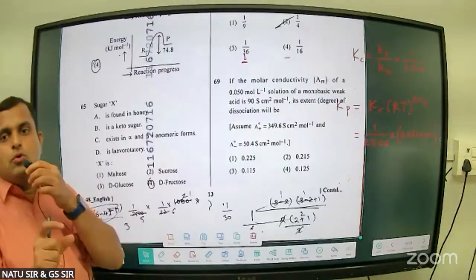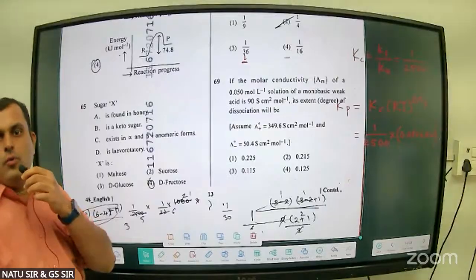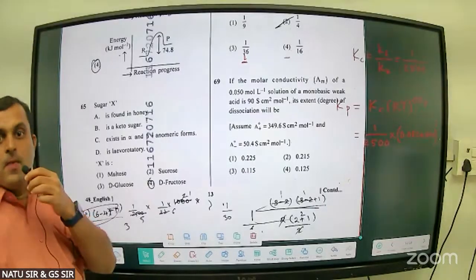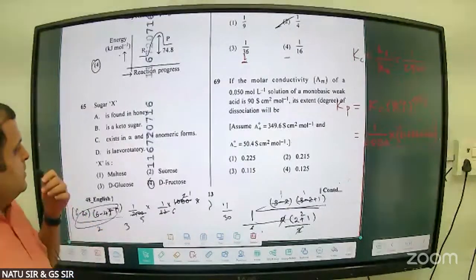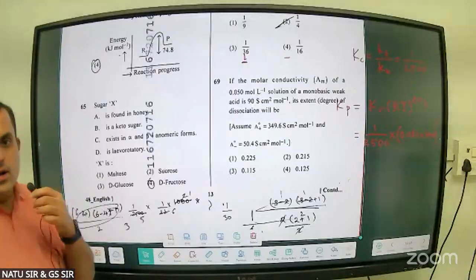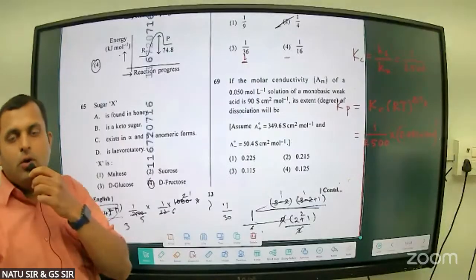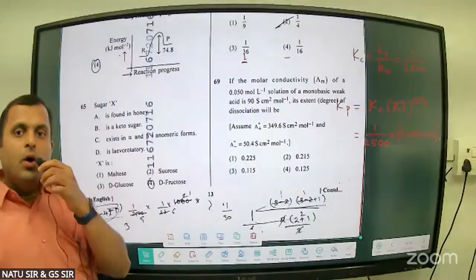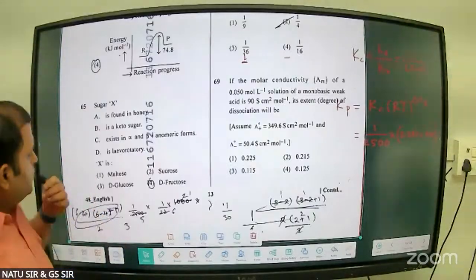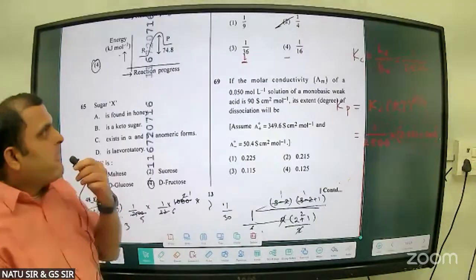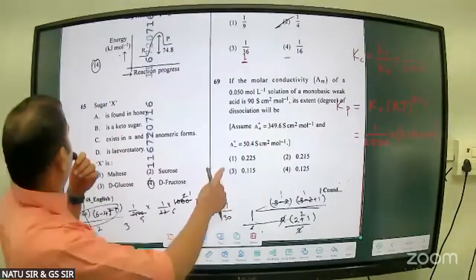Exists in alpha and beta anomeric form. Yes, when there is nucleophilic addition of OH group on that keto group, it gets converted into its cyclic structure, fructofuranose, and they exist as what? Alpha and beta anomeric forms. And it is levo-rotated, which is obviously experimental fact. We cannot ascertain that theoretically, but experimentally we know that it is what? Levo-rotatory sugar. So this confirms this sugar X is nothing but the fructose.